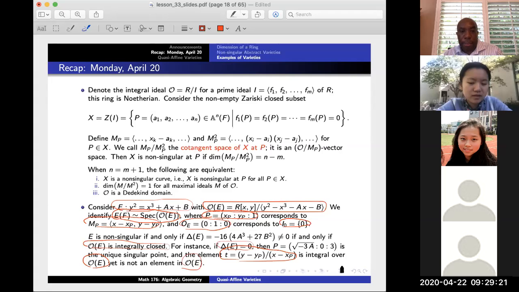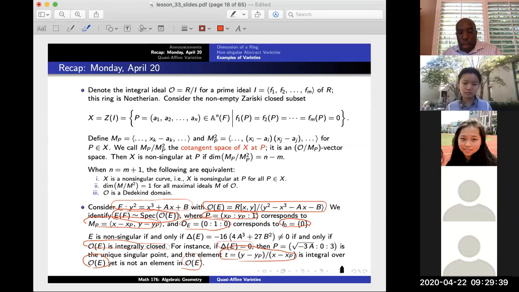Right, so again, if the discriminant is equal to 0, then we actually have an element here that is integral but not in the original ring. So our OE is not integrally closed. Okay, any questions up to this point here?